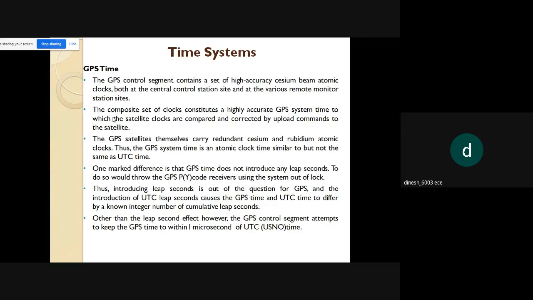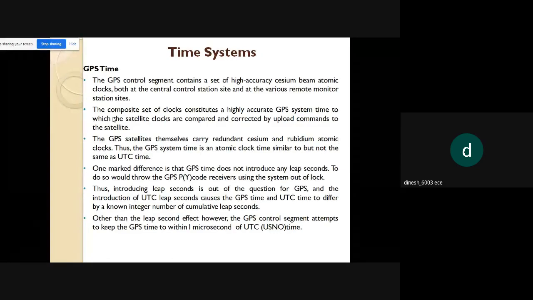This had clocks consisting of highly accurate GPS time, to which the satellite clock times are compared, corrected if required, and uploaded by commands to the satellite. So the GPS satellites carry redundant cesium and rubidium atomic clocks, such that if the UTC fails, GPS can take over. One marked difference is that GPS time does not introduce any leap seconds.